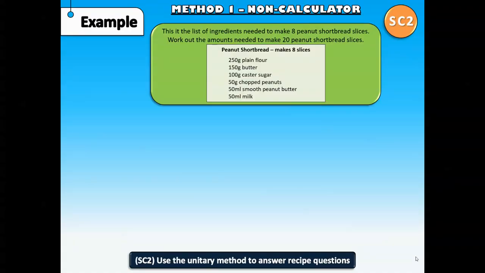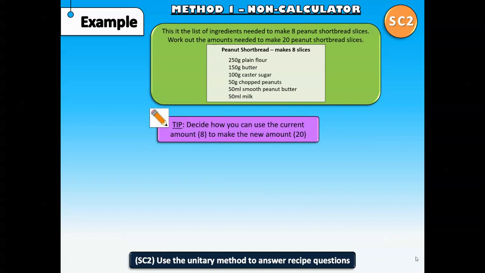So this is the list of ingredients needed to make 8 peanut butter shortbread slices. We want to work out the amount of the ingredients to make 20 peanut butter shortbread slices. So there's the non-calculator method of working this out. So we can decide how many 8s we need to make 20. Or we can have 2 8s and a 4. They would make 20.